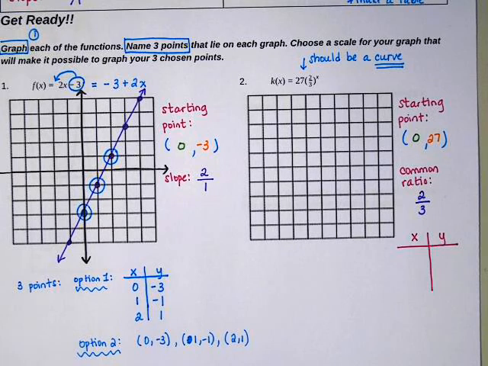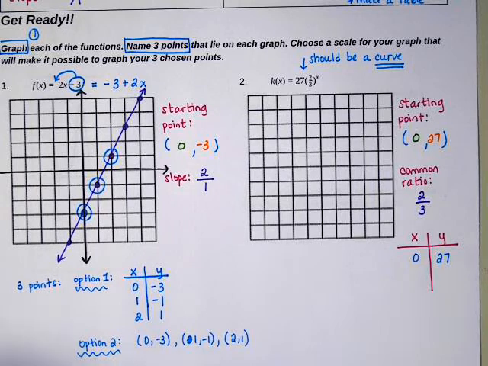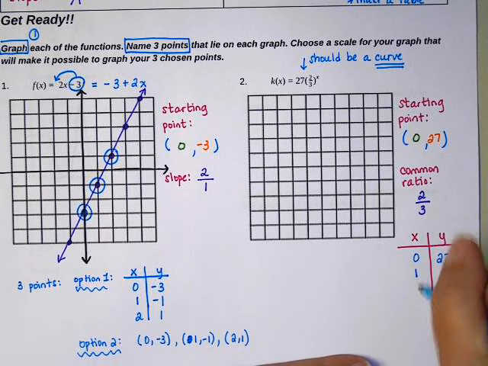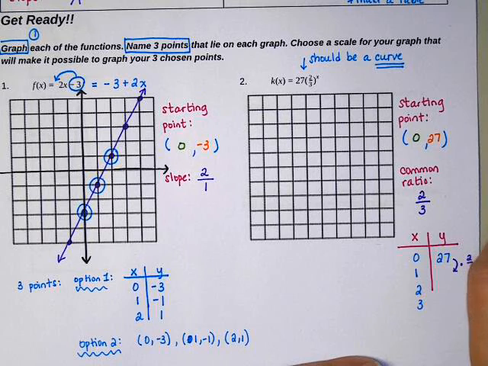So the first point in my table of values is going to be my starting point, which is 0, 27. In the x column, I'm just going to count up by 1 each time, so 0, 1, 2, 3. And in the y column, in order to get more y values, I'm just going to multiply by 2/3. Now, this might be something you can do in your head, or it might be something you need a calculator for. Either way, it's okay.